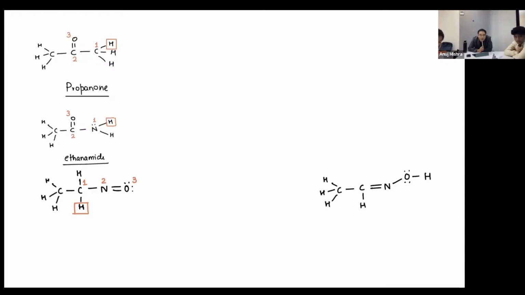Can you observe 1, 2, 3 in a similar pattern? In this pattern you observe 2, 3 has some double bond. One is something which is carrying hydrogen. 2, 3 is a double bond. One is carrying a hydrogen. Right? Let's go to the next structure.